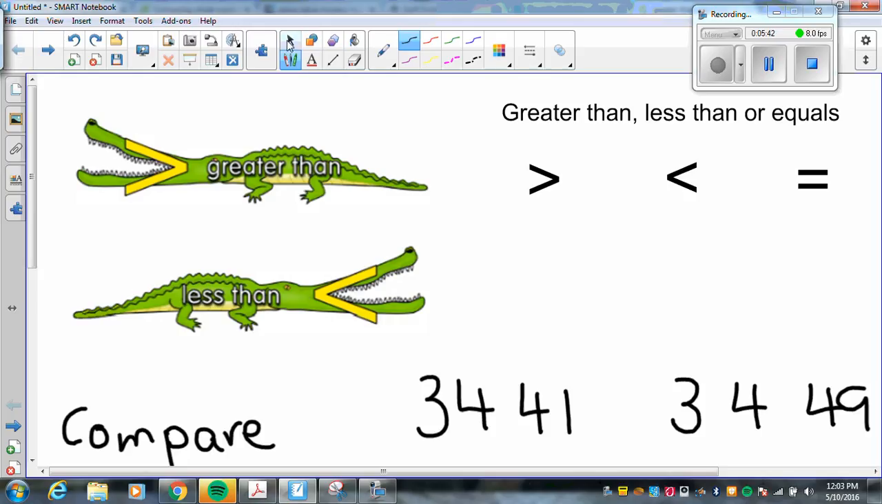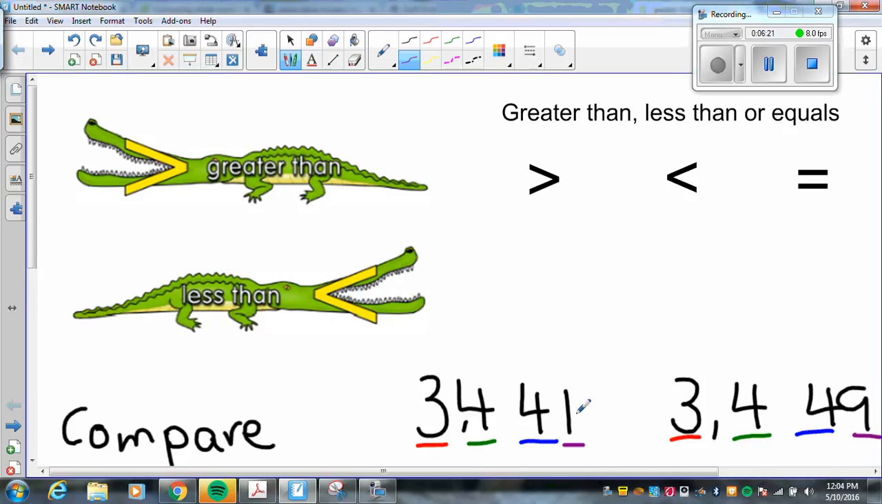Okay, so again, we need to have a look at what numbers are in which column. We know they're both in the thousands, and I need to put my comma there to indicate that. So both of them have a 3 in the thousands column. So they've got the same number of thousands. Both of them have a 4 in the hundreds column. So they've both got the same number of hundreds. Both of them have a 4 in the tens column. So now we need to look at the ones column.